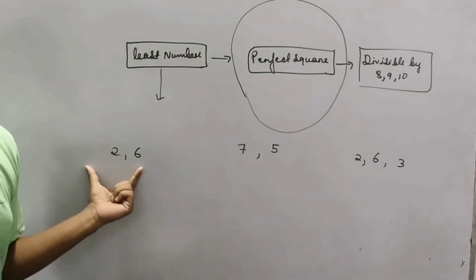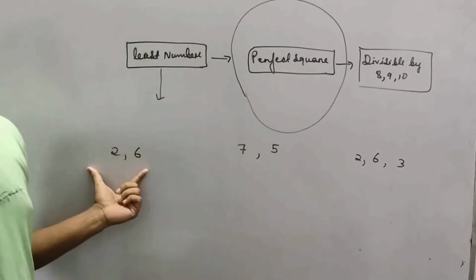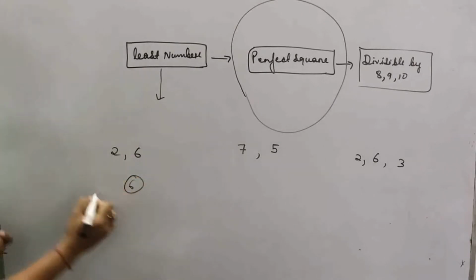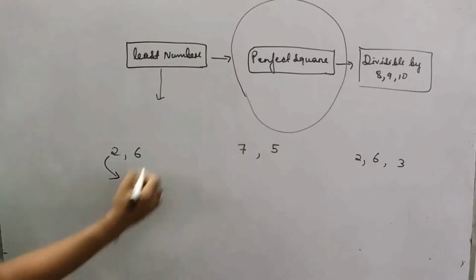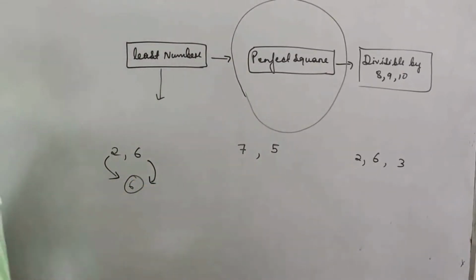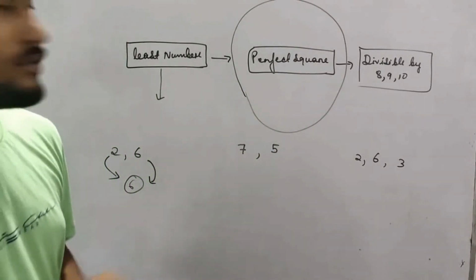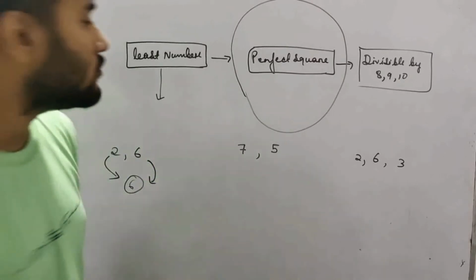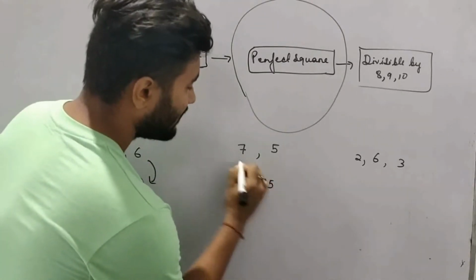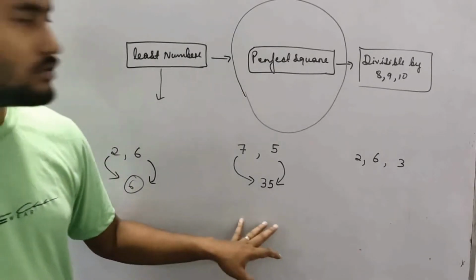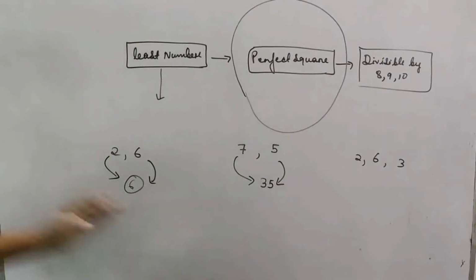What is the least number that is divisible by 2 also and 6 also? Obviously, you will say the number is 6, because 2 times 3 is 6 and 6 times 1 is 6. What is the least number that is divisible by 7 and 5? Means by 7 also and by 5 also. Then you will say this is 35.